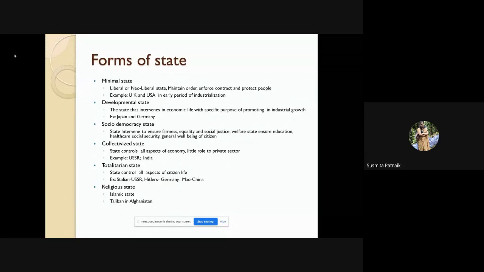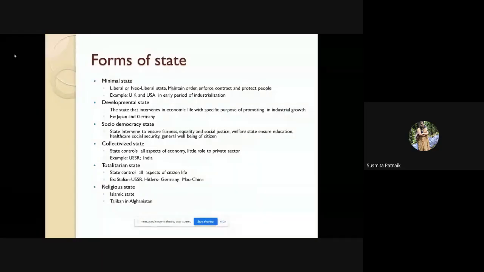The state is necessary because the state enforces contracts with another state, in matters economic, political, social, whatever may be, the state has its contracts with the neighbors or in the global world. And the third one is maintaining order.